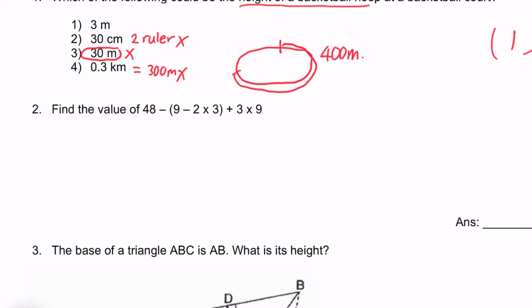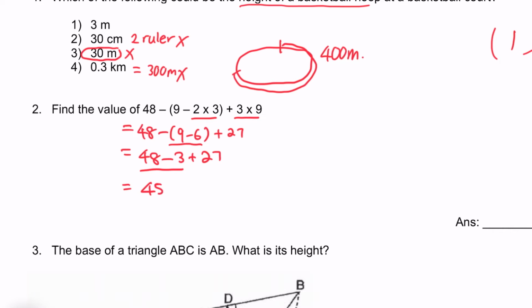Okay, let's solve this step by step. So I'm going to solve 2 times 3 and 3 times 9 together. So 48 minus 9 minus 6 plus 27. Then next I'll solve the one in the bracket. 48 minus 3 plus 27. Now subtraction and addition, I will do left to right. So 45 plus 27. Answer is 72.